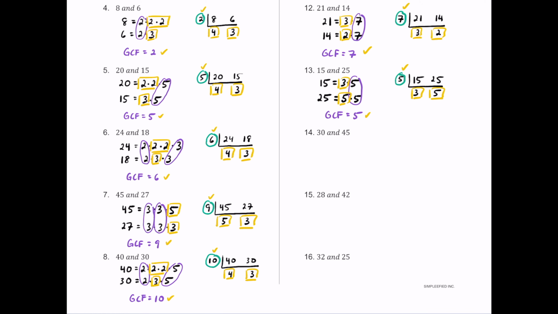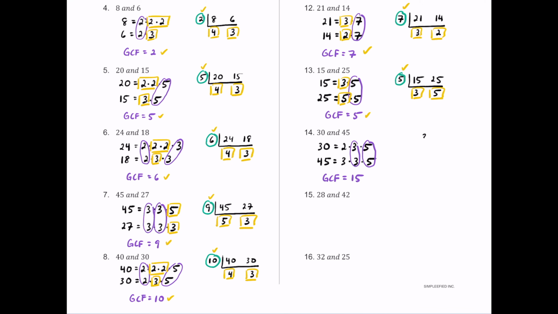For number 14, we have 30 and 45. For 30, we have 2 times 3 times 5. We've already done that one. And 45, we've already done as well. It's going to be 3 times 3 times 5. So let's see what they have in common. They both have a 3 here, and they both have a 5. So the greatest common factor for 30 and 45 is going to be 15.